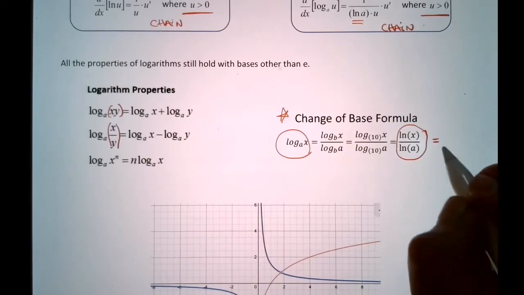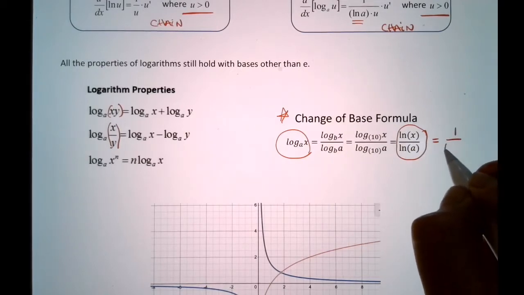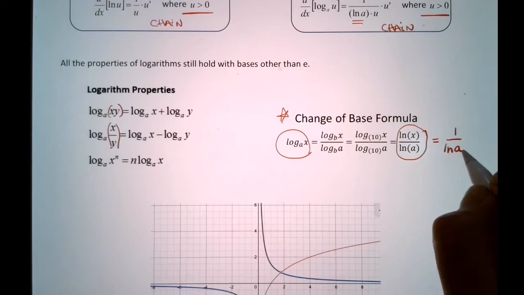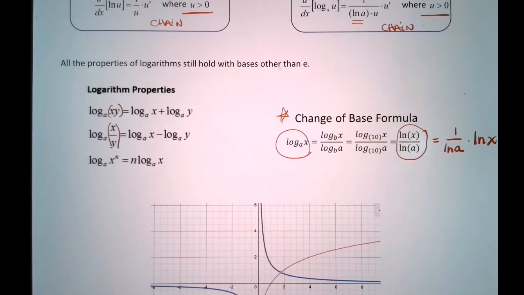So if I just rewrite what this looks like, I could just say it's really a coefficient of 1 over natural log of a, that's one giant number, times the natural log of x. That's what log base a of x is equal to. This is a true statement, right?